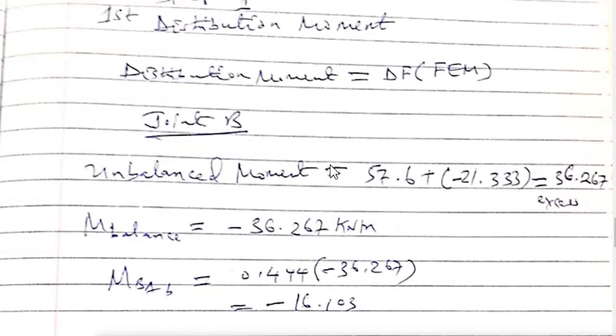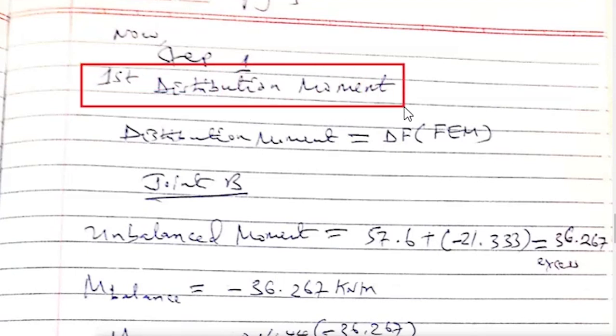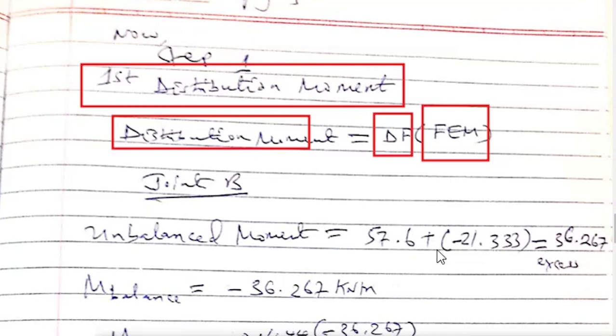Now, this one is the so-called first step. In the first step, we consider the so-called distribution moment. The distribution moment is a function of the distribution factor times the fixed end moment. Now, suppose we wanted to consider the distribution moment for the unsupported end. Now, what do we say?